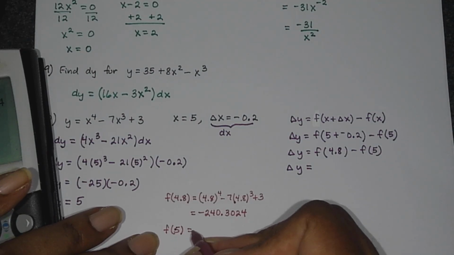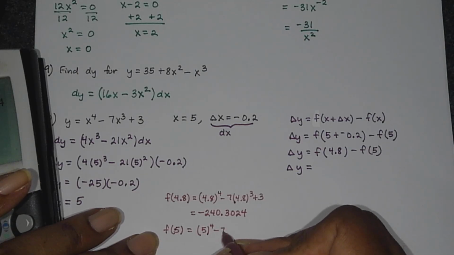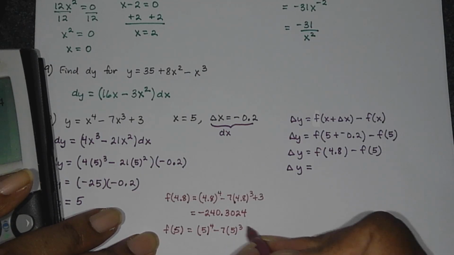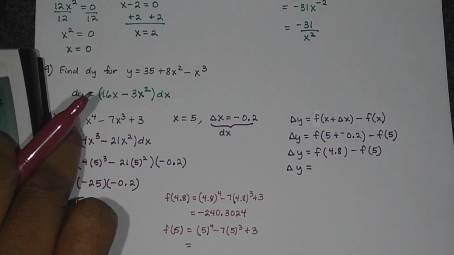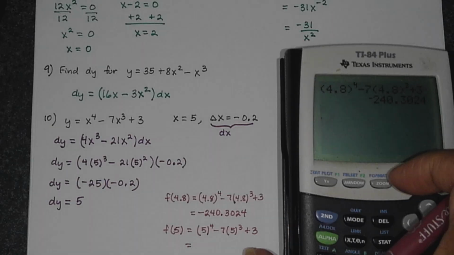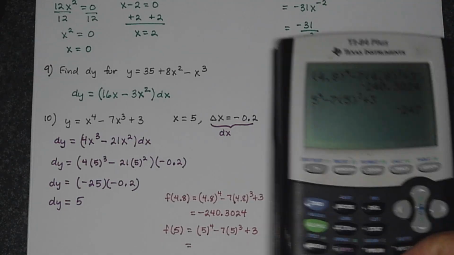And now f of 5. So I've got 5 raised to the 4th minus 7 times 5 raised to the 3rd plus 3. Using the original function, I'm substituting the x with 5. So this will be 5 to the 4th, and get out of that using the right arrow key, minus 7 parentheses 5, and then that's going to be cubed. Right arrow to get out of that, plus 3. Here I'll come up with negative 247.